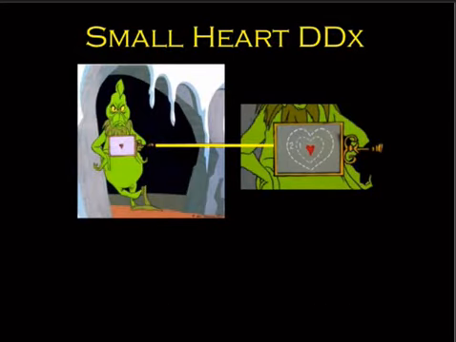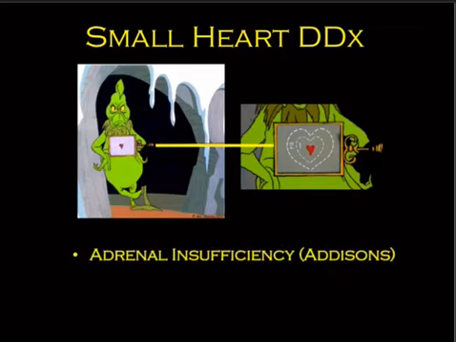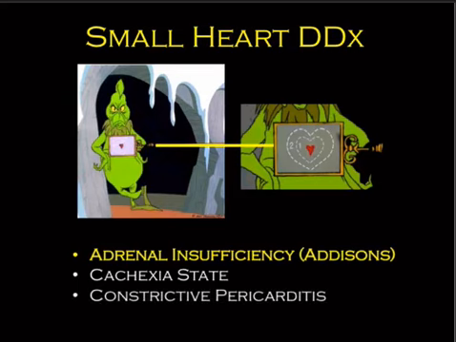Small heart, one that perhaps is three sizes too small. There are some things that do that. The classic one, if you can remember any of them, is Addison's disease or adrenal insufficiency. Other things that you see more in adults are someone who's cachectic or someone who has constrictive pericarditis.